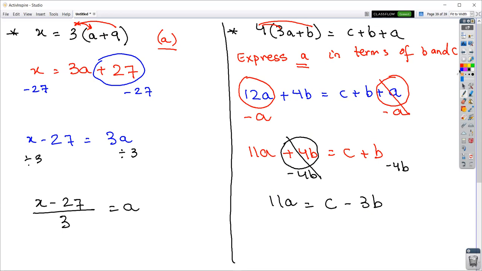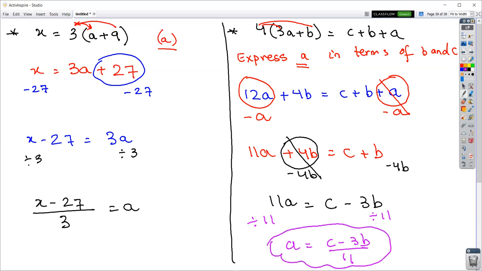To get a by itself only, you divide by 11 on both the sides. And you'll be getting a equals c minus 3b over 11. So here I have shown you some examples where it was the simple formula written and you're trying to make the subject, whatever the letter is given.